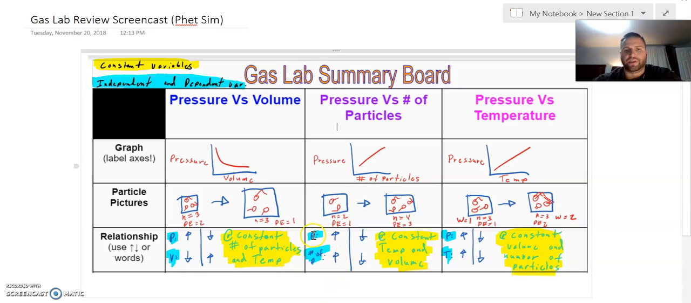This gives us the relationship as is shown in the bottom box that I'm currently highlighting. The pressure increases as the number of particles increases. The pressure decreases as the number of particles decreases under constant temperature and volume.